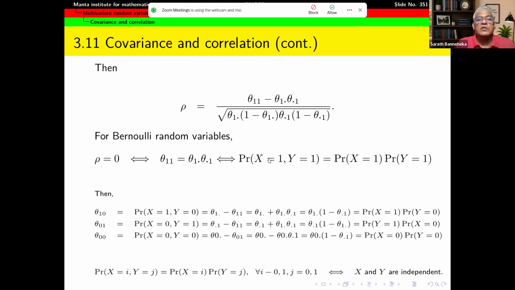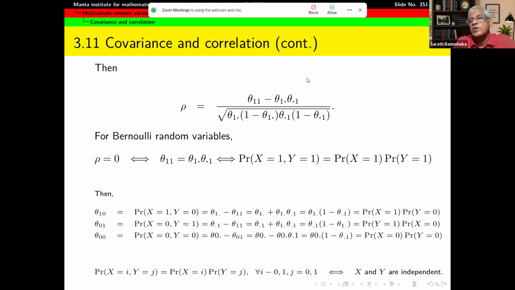Correlation coefficient in this situation is equal to the covariance divided by the square root of the variance of x times the square root of the variance of y. So you get this expression. Now if the correlation is 0, that means this numerator is 0. So that means theta 1, 1 is equal to theta 1 dot times theta dot 1. Right. So that means probability x equal to 1 and y equal to 1 is equal to probability x equal to 1 times the probability y equal to 1. So that is the expression that we get from this directly.